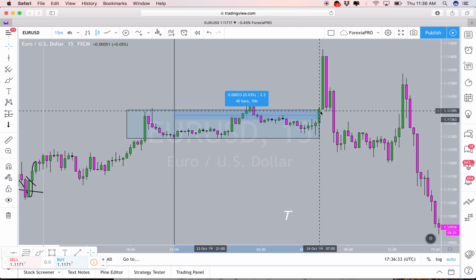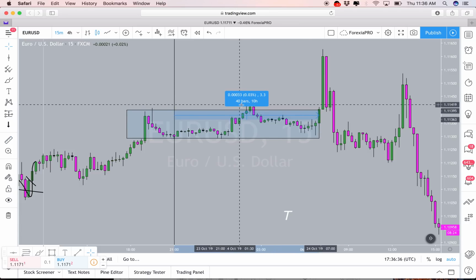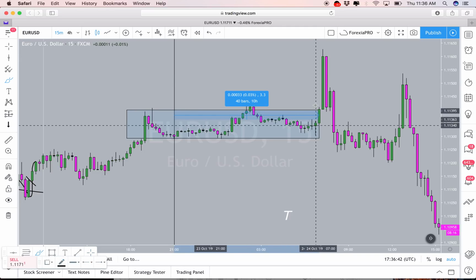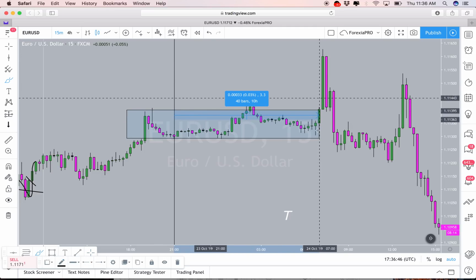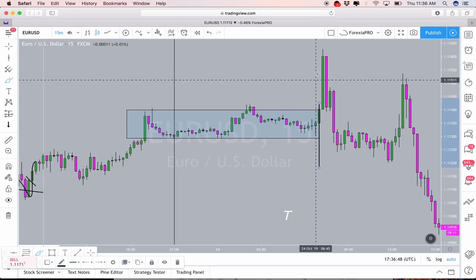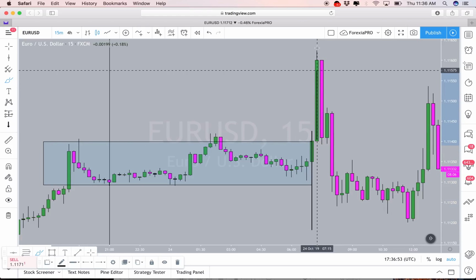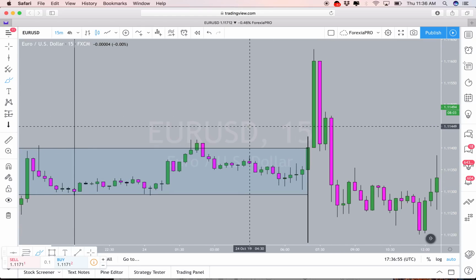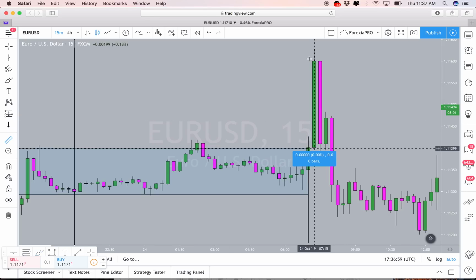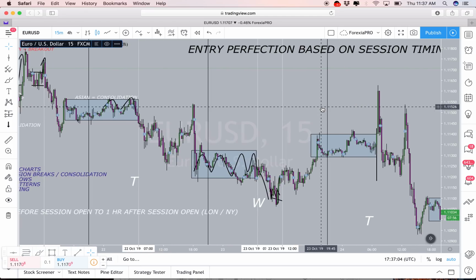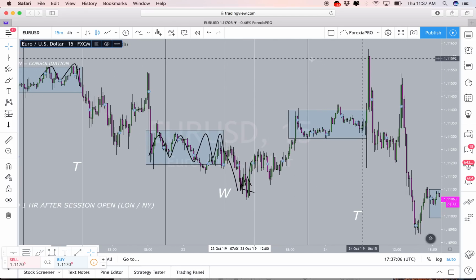Okay, right here, exactly 10 hours, 40 15-minute candlesticks, 10 hours after the session marker here. We have London session open exactly at this candlestick. Exactly one candlestick later, we have a massive candlestick breakout to the high of the day and the high of the previous day and the previous day.